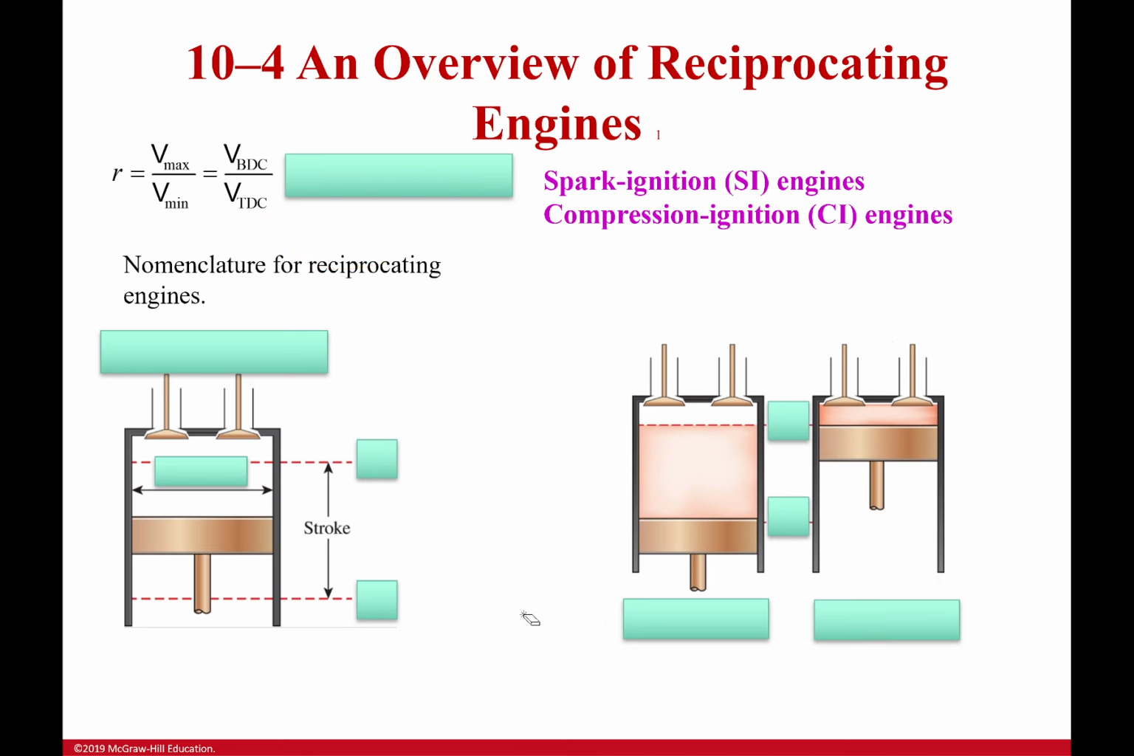But for now, what is this ratio of the max volume inside the piston to the minimum volume inside the piston? Answer is compression ratio. Now, this is important because what we're going to learn eventually is that for many types of engines, the greater your compression ratio, the better your efficiency, the better your power.